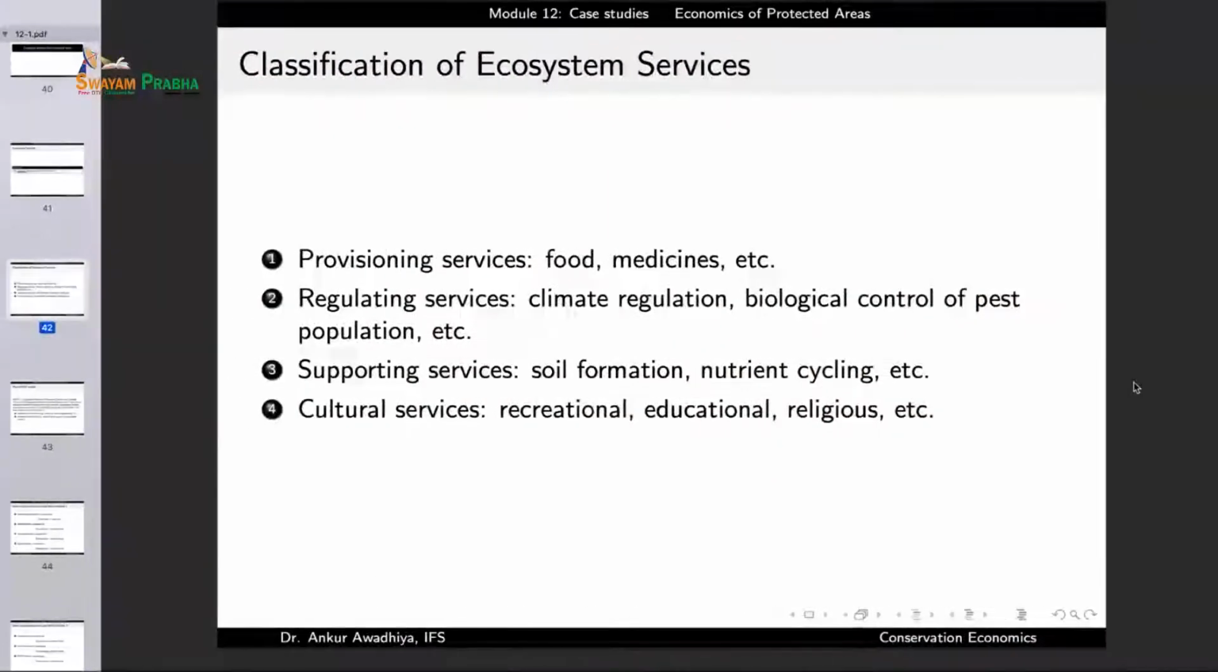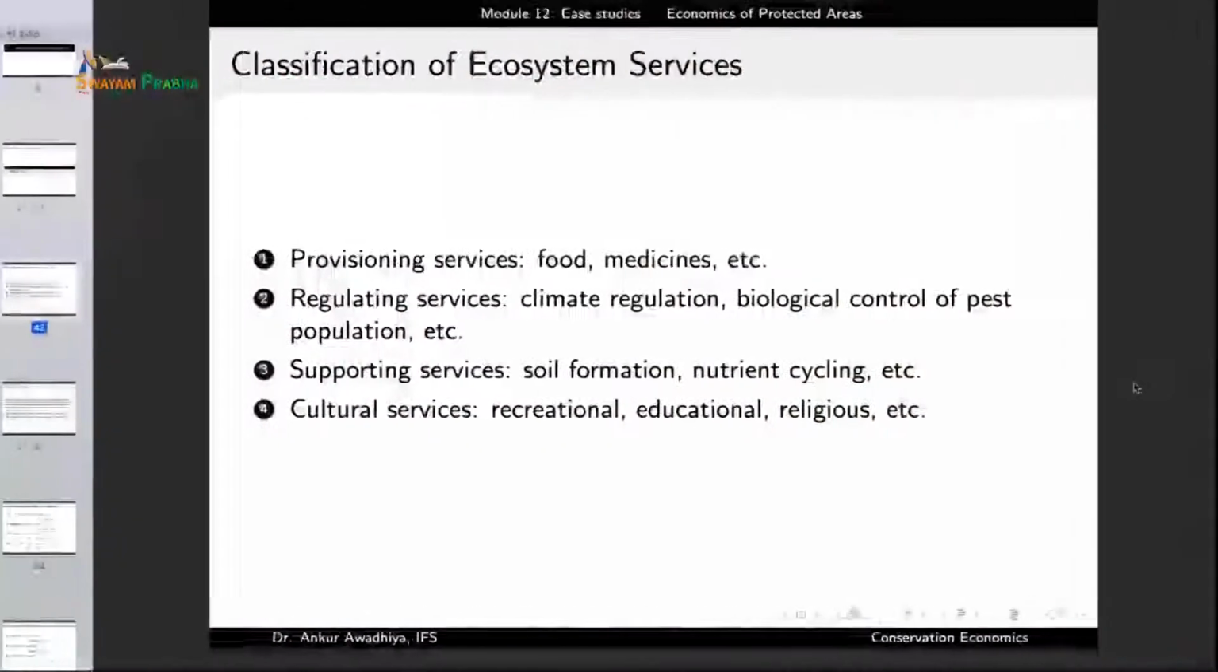So provisioning services include things like food and medicines. We also have several regulating services, such as the regulation of local climate, the biological control of pest population, and so on. It has been seen that in areas that are close to the protected areas, the level of insect infestation is much lesser. Why? Because the protected areas harbor a large number and variety of birds. There will also be a large number of insectivorous birds, and these birds will provide protection to the farmlands that are near the protected area. So this is an example of a biological control over the pest.